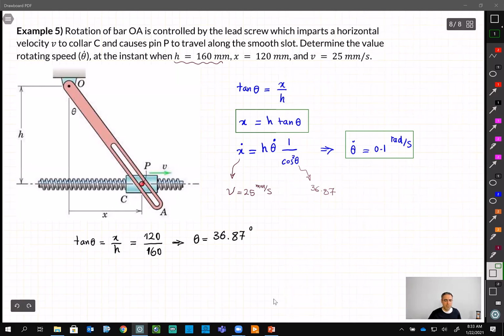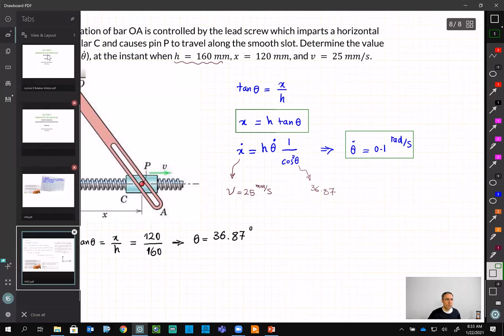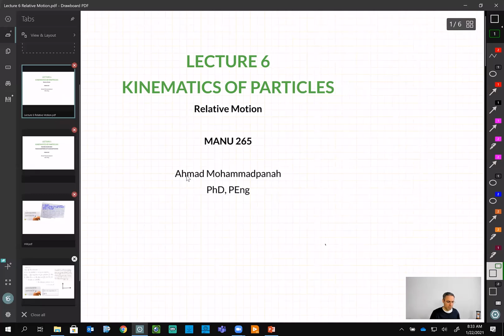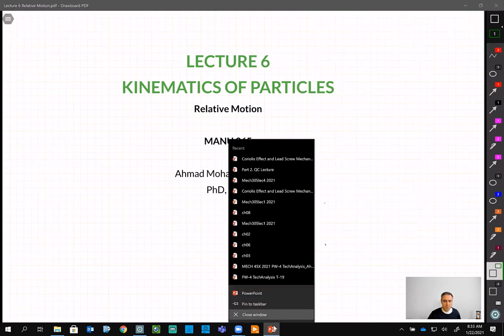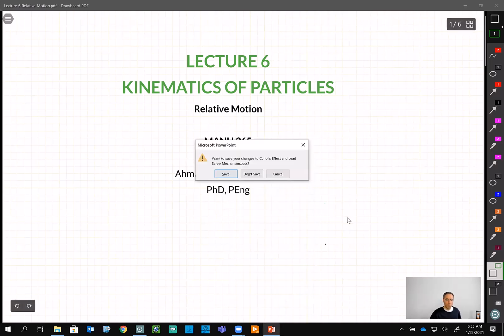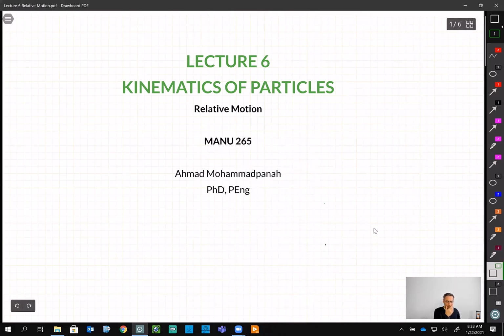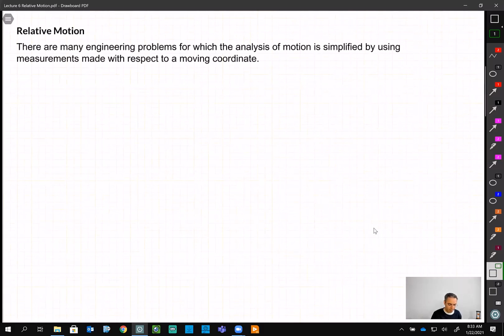Okay, if there is no question here, then let's move on to the next topic. I'm just going to go to lecture 6, which is a nice, short, and easy topic. We're going to talk about relative motion. What is relative motion? Another topic that I'm sure you remember from physics.